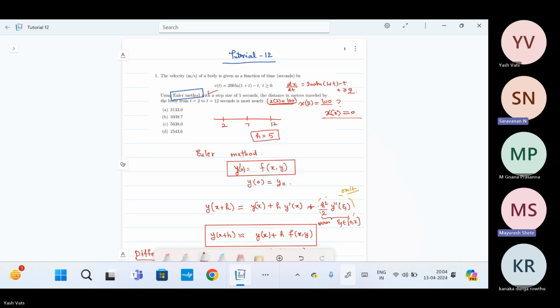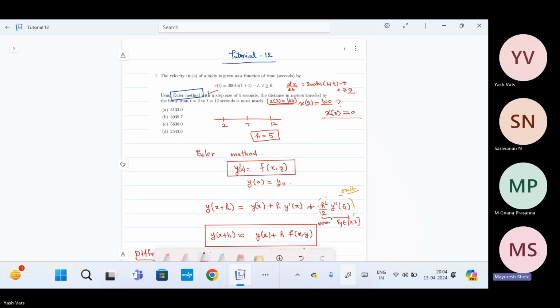You got it? That is y1 is equal to y0 plus h into f of x0, y0. Correct. Likewise, S1 is equal to S0 plus h into f of x0, y0. So S0 is 0, and h is 5. Step size is 5, and f of x, y is nothing but you have to put t is equal to 2. Time is equal to 2. Then 5 into 200 into ln of 3 minus 2. So you will get S1 with that. S1 value is the distance at 7 seconds, right?